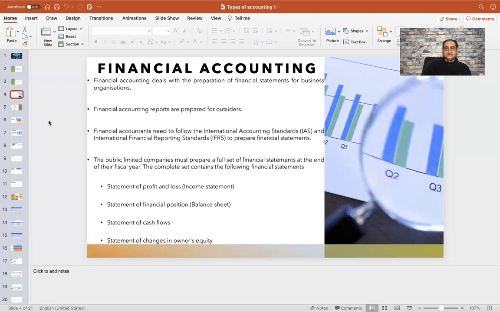It is very important to remember that financial accountants need to follow international accounting standards and international financial reporting standards. And accountants are preparing a full set of financial statements for the public limited companies. So what are the public limited companies? The companies which are selling their shares to the general public are known as public companies.